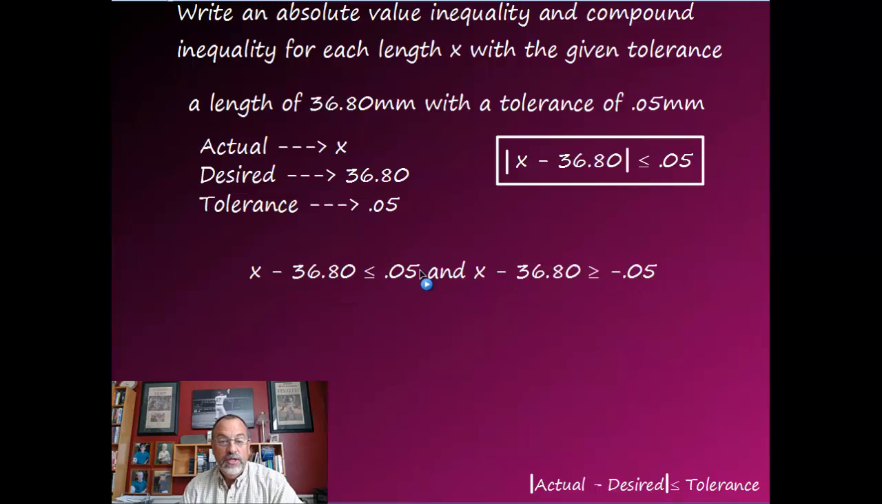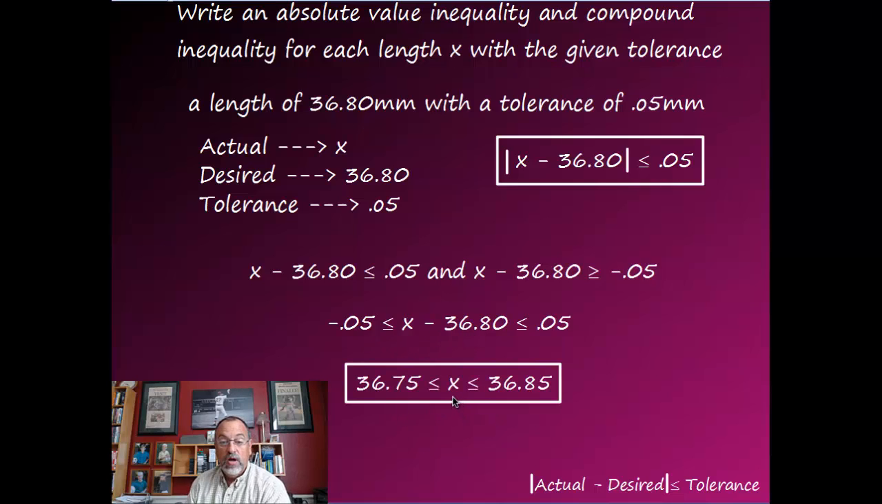So we have our two inequalities set up. We go ahead and combine those into one. It's an "and." So then we have x minus 36.8 greater than or equal to negative 0.05 and less than or equal to 0.05. Then we can do our shortcut, adding 36.8 to all three parts, and then we end up with our compound inequality.